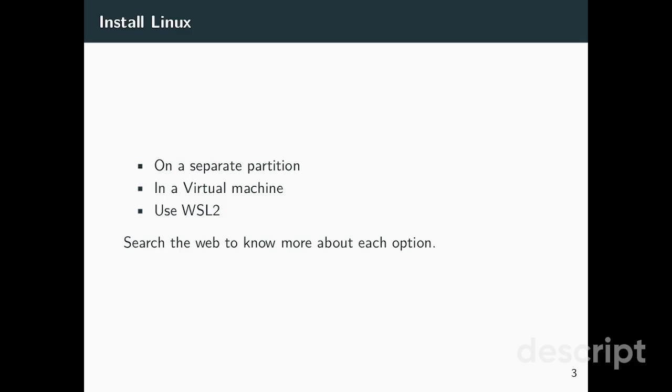Or if you have Windows 10 or Windows 11, you can use something called WSL2 and use that to download and install one of the Linux distributions on your machine. So depending on which option you go with, you can search the web for details on how to use that.